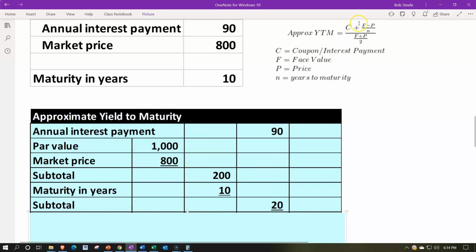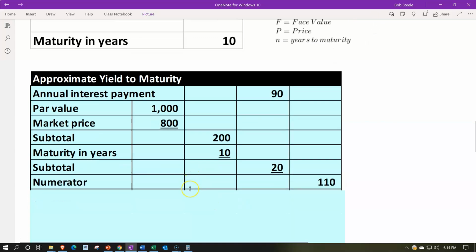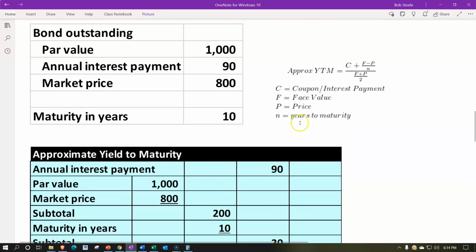Now we have the C and we have this whole thing in the same column, right? Those are lining up in the same column. So now we're going to add those up as it says to do there. We get the numerator, that being the 120. Now this is where we're going to deviate a little bit on the denominator.